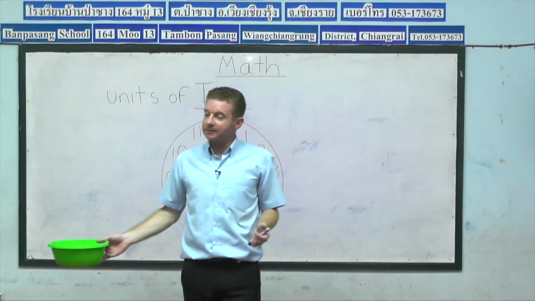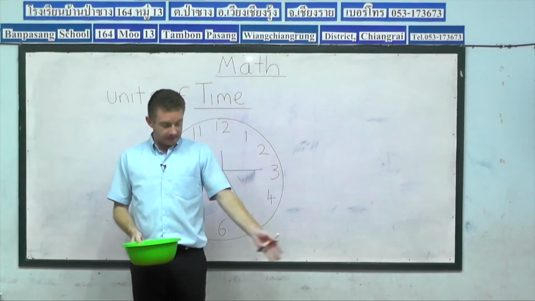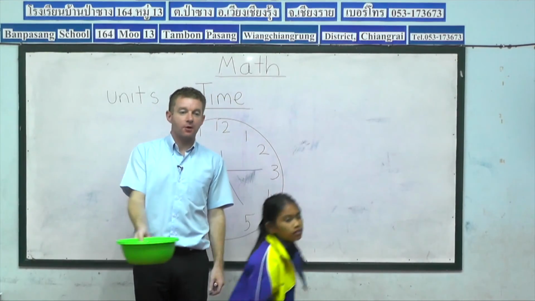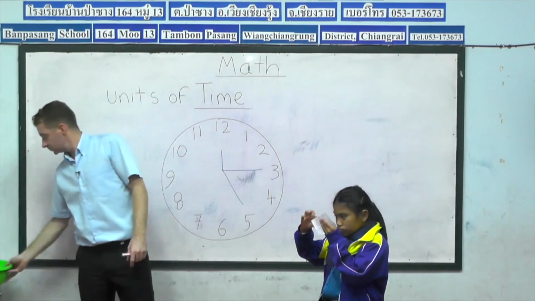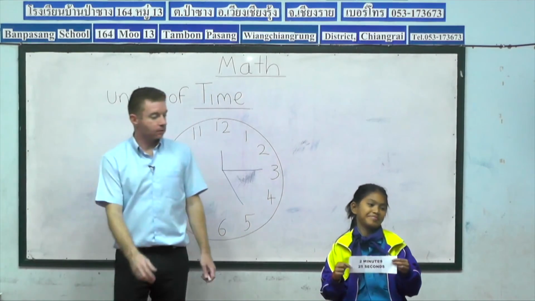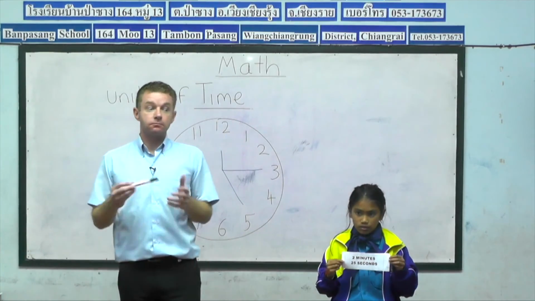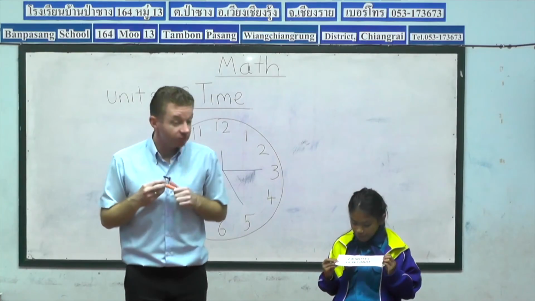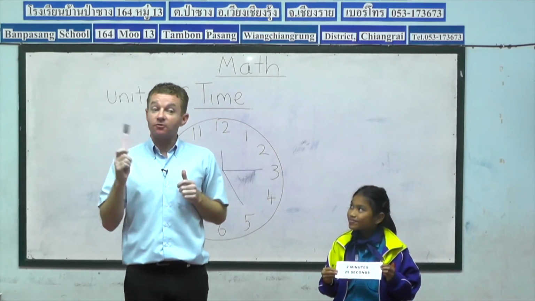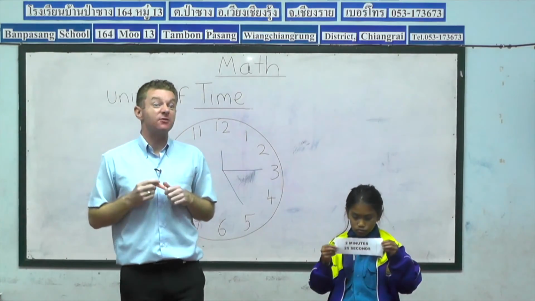Come and join me at the front of class, please. Stand here for me and choose your flashcard. Show it to your friends. Excellent. Okay, what's the unit of time now? 2 minutes, 25 seconds. So now we need to find out how many seconds.